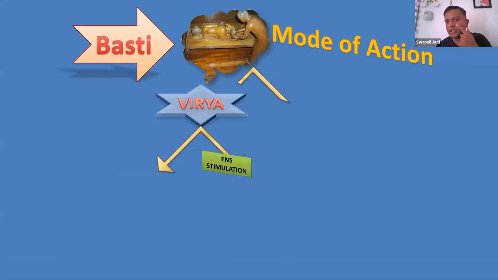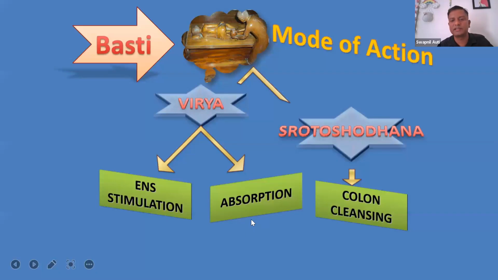Now, this is in general what we see regarding the mode of action of the Basti. Basti acts in multiple ways. The important way is Srotoshodhan that we discussed a lot. Another important way is Virya. Basti Virya gets absorbed. Basti acts by its Virya. Virya means the active principles of the Basti. They may get absorbed or they may do receptor stimulation, or there may be enteric nervous system stimulation. So the Basti can act in both ways. So this is the general mode of action of the Basti.